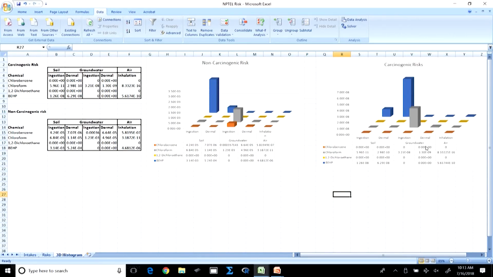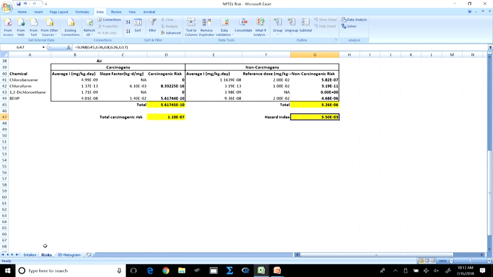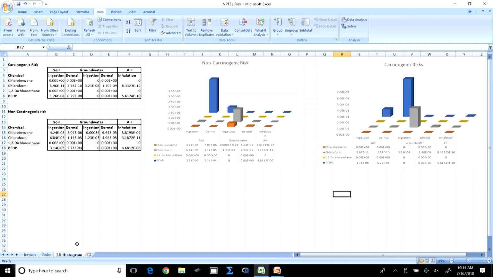So what do I have here? Similar case again, and here again the maximum seems to be around 6 into 10 power minus 8, and as we looked at the total risk associated, it was 1.1 into 10 power minus 7. So again our threshold value, what's the threshold value? Please, it is 10 power minus 6 again.